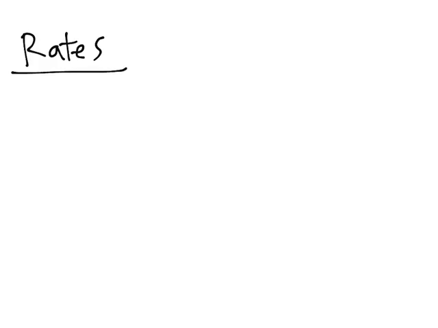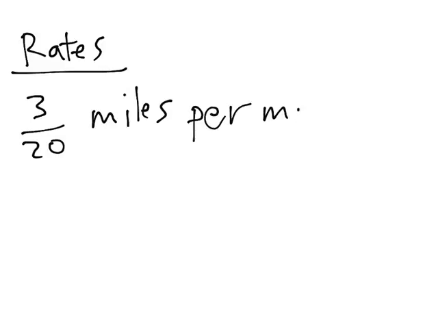A special kind of ratio is a rate. Rates compare things with different units. Back in our example where Bob takes 20 minutes to bike 3 miles, we can write the rate 3 over 20 miles per minute. Since we're comparing quantities with different units, miles and minutes, this is a rate.